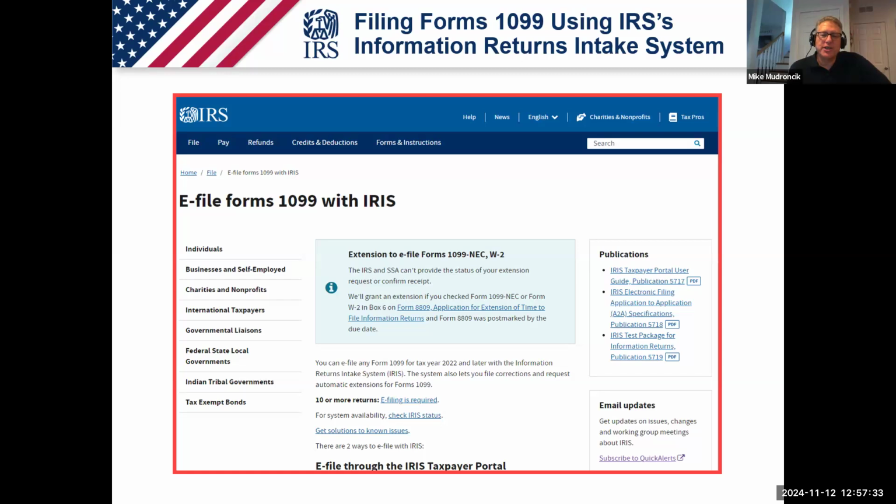IRIS, Information Returns Intake System. So the difference between the FIRE system and the IRIS system is you go in through irs.gov to the IRIS system, and it's all online. It's through an IRS portal. You don't have to buy the software and then go through the software to file with the IRS and upload to the IRS. Here, you're going through the IRS portal, uploading it directly to IRS. No third-party software. So this is a free system as well. Free system available to you.